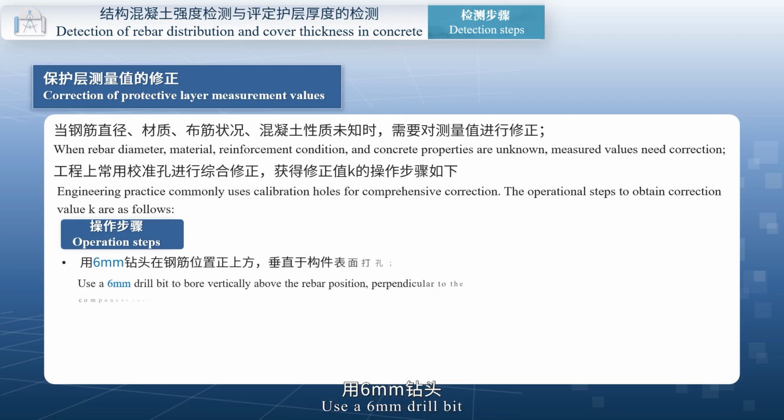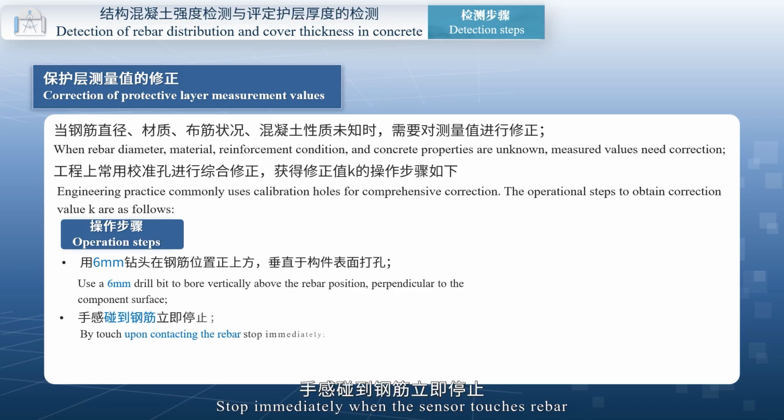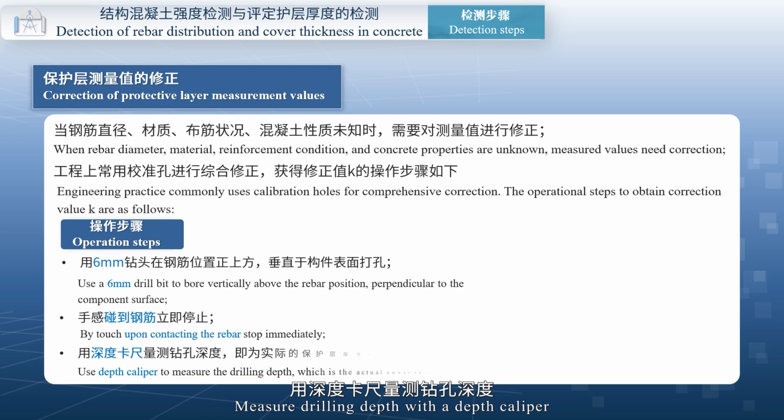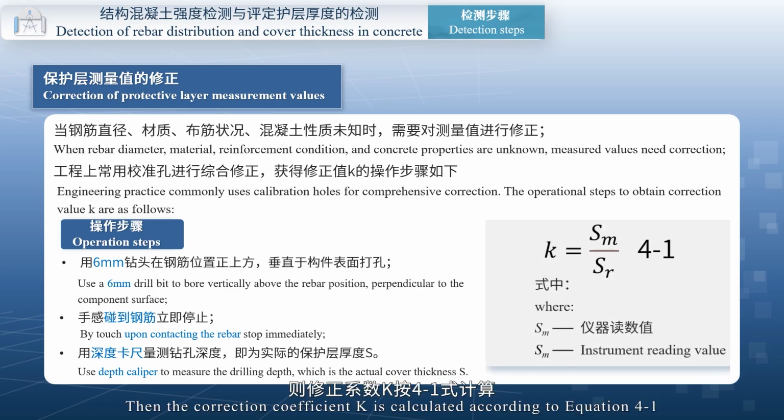Use a 6 mm drill bit directly above the rebar position. Drill holes perpendicular to the component surface, and stop immediately when the sensor touches the rebar. Measure the drilling depth with a depth caliper, which is the actual cover thickness, S. Then the correction coefficient K is calculated according to equation 4-1.